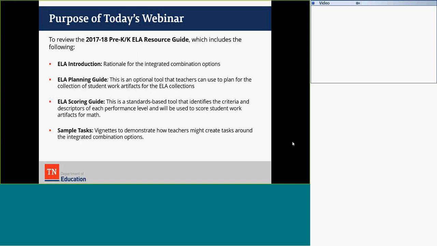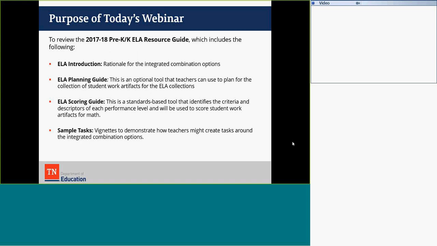This webinar is pre-recorded, so some of the images that you see on the screens will be drafts. It's very important when thinking about a scoring guide or wanting more information to download the versions on the team-tn.org website, the team website, for the most current visuals, artifacts, and resources around the portfolio.